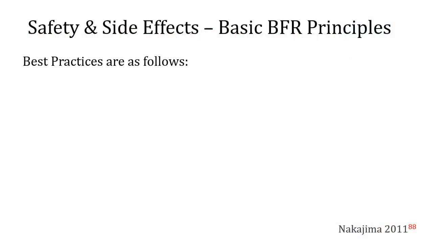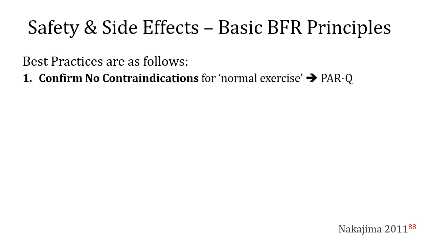So let's talk about some basic principles and foundational rules that should be used for best practices with blood flow restriction training to ensure the best safety and that side effects are mitigated. Number 1, confirm no contraindications for normal exercise using a PAR-Q, a Physical Activity Readiness Questionnaire, which is usually used in the fitness setting for healthy individuals and helps to risk stratify whether they are appropriate for physical exercise without any precautions or contraindications.